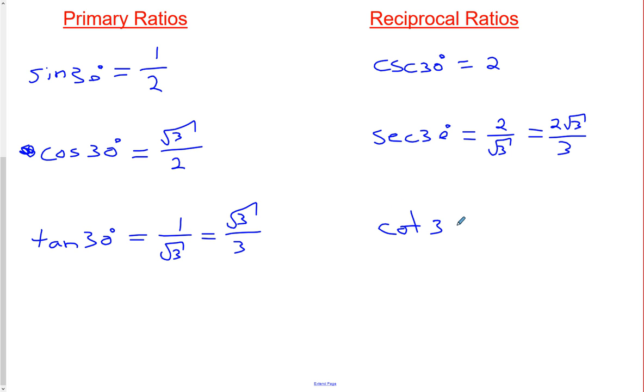And our cotangent of 30 is adjacent over opposite. That's root 3 over 1. I'll just write it as root 3. So there's my next set of special angle trig ratios. Again, these ones you're going to want to have written down with the other ones all in one nice place.